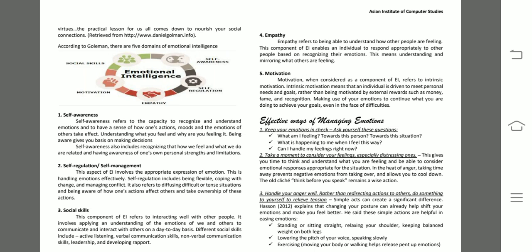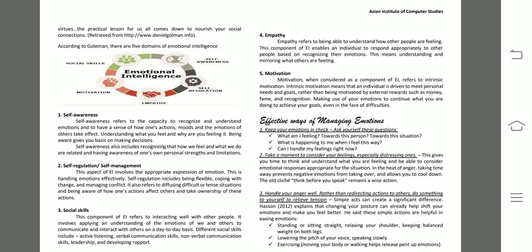Next, number 4 is what we call empathy. When we say empathy, it refers to being able to understand how other people are feeling. Okay? So, it corresponds to the appropriate response to other people based on recognizing their emotions. And this means understanding and mirroring what others are feeling. Okay? Then, number 5 is the motivation.